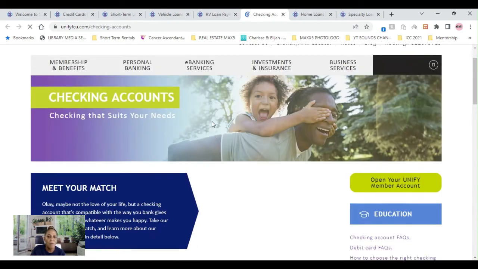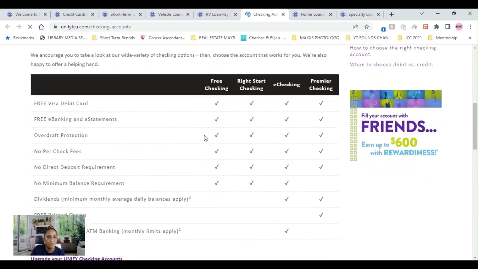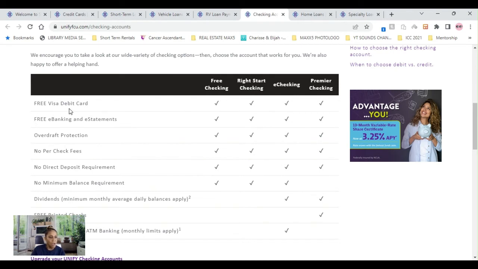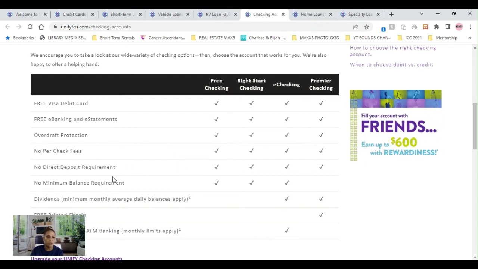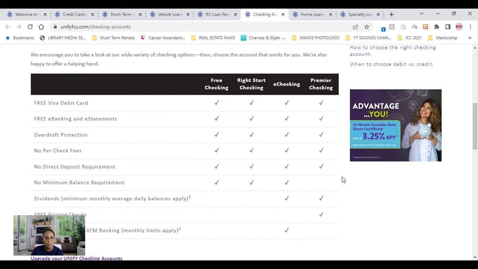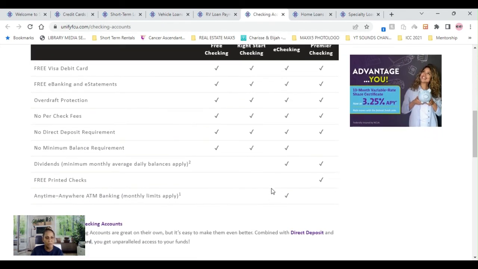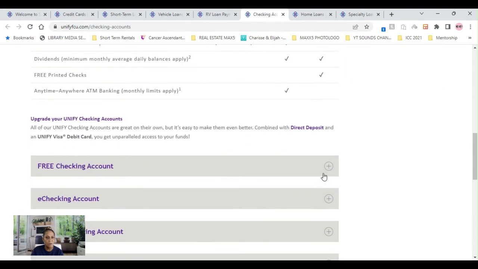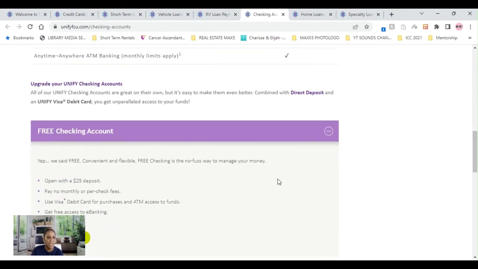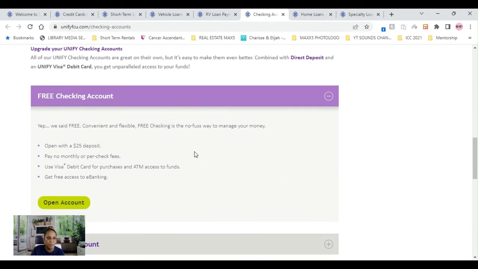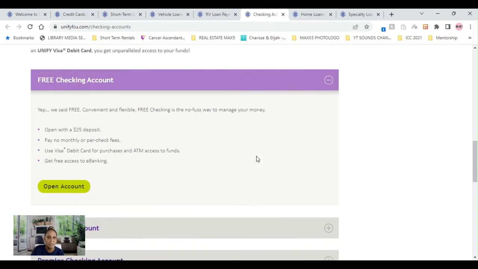So yeah, the next product we're going to go into is they actually offer checking accounts. And again, it's one of those things, they offer a free checking account, Right Start checking account, e-checking account, and Premier checking account. As you can see here, free Visa debit card, bank and e-statements, overdraft protection, no per check fees, no direct deposit requirement, no minimum balance, dividends, free printed checks for the Premier. And they offer anytime, anywhere banking for the e-checking, okay? So basically, you're looking at a free checking account. Open it up with a $25 deposit, pay no monthly fee or per check fees. It's an outstanding place to start.